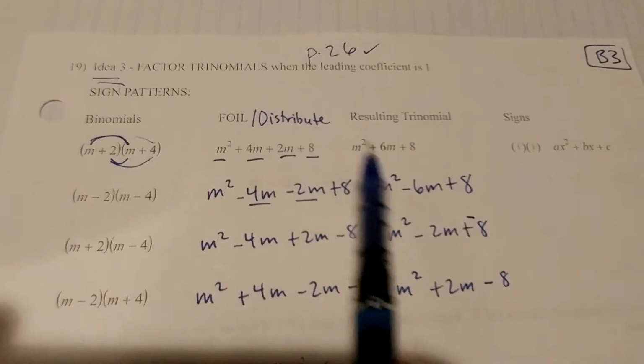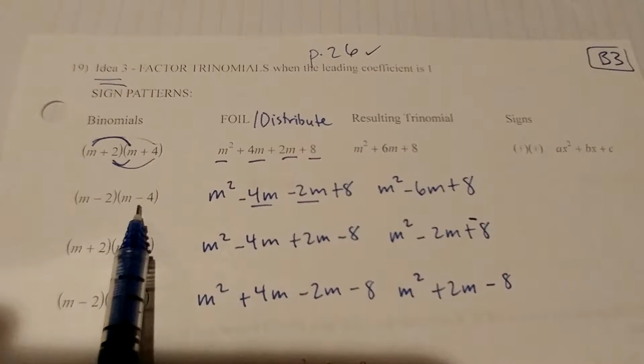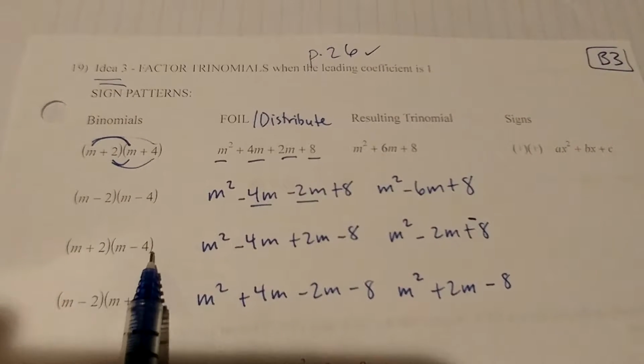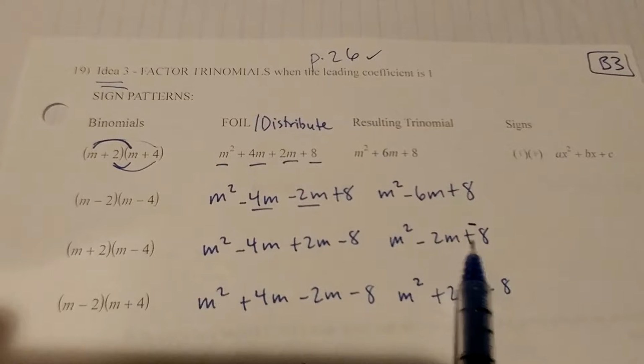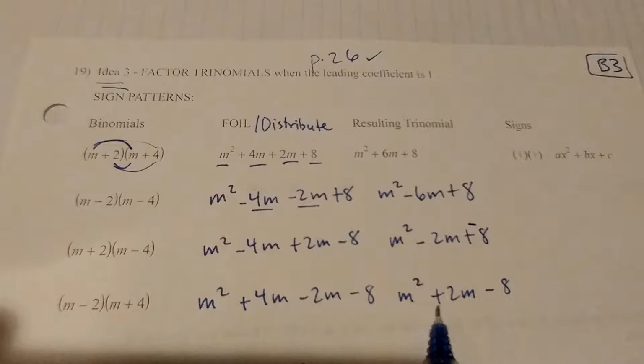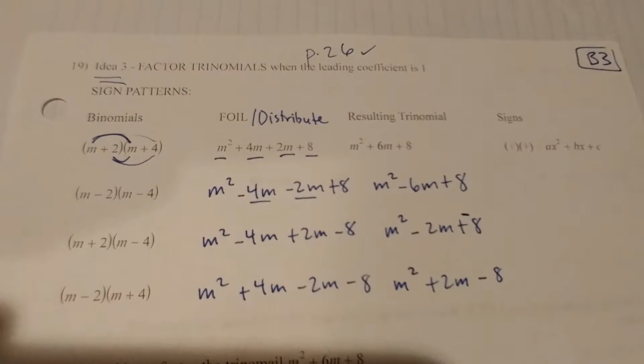Positive, positive, positive, positive over here. Negative, negative, we had a negative, positive over here. Positive, negative, negative, negative, and negative, positive, positive, negative. Okay, so here's the sign rules.